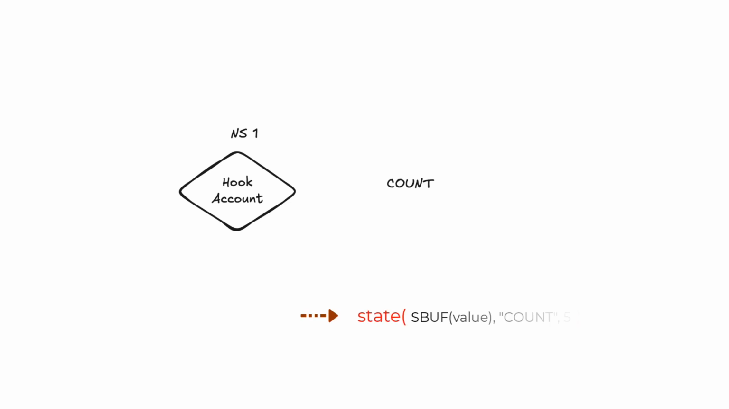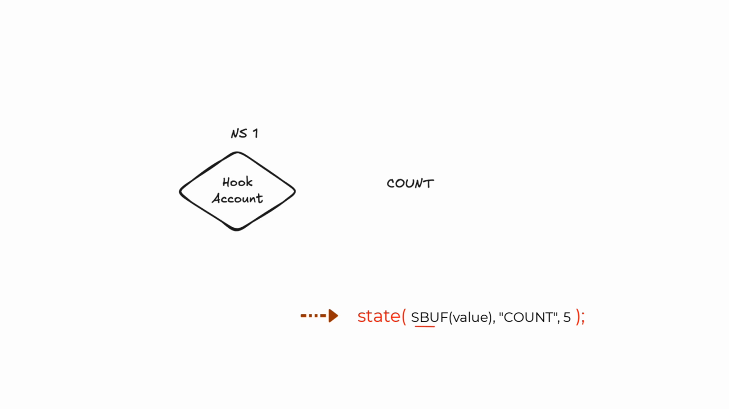This is hook account and it will have a default namespace. We will have a key called count for hook state and we will create this state. We will also read and update this state. We will just increment the count each time the hook is called for both incoming and outgoing transactions to keep it very simple. We will use this API to read the state.